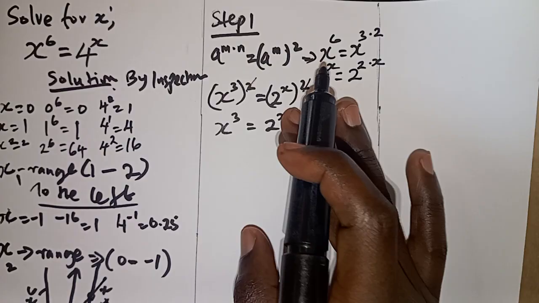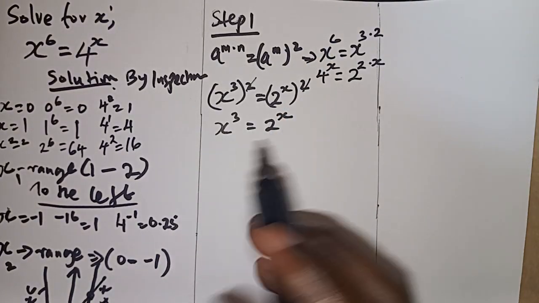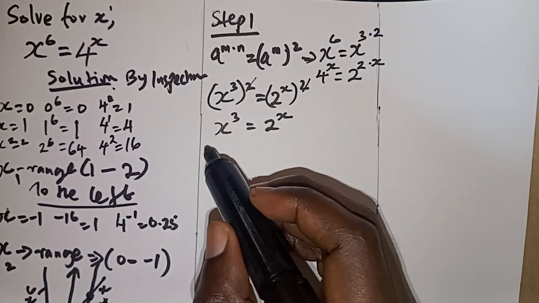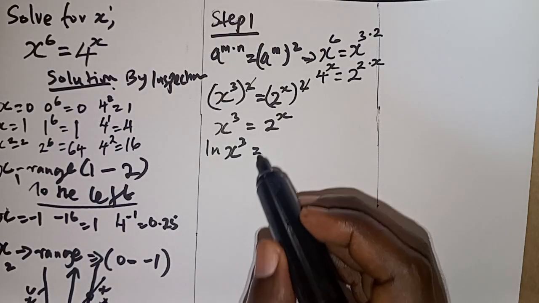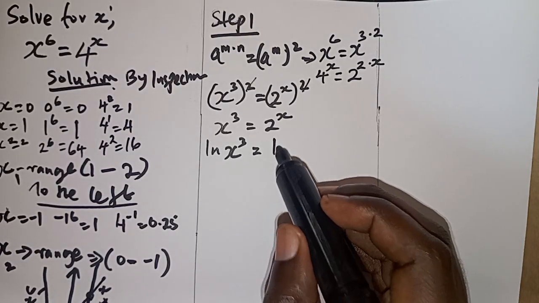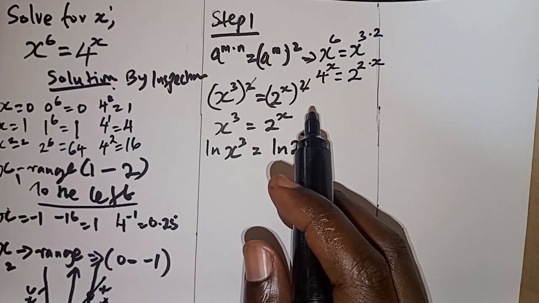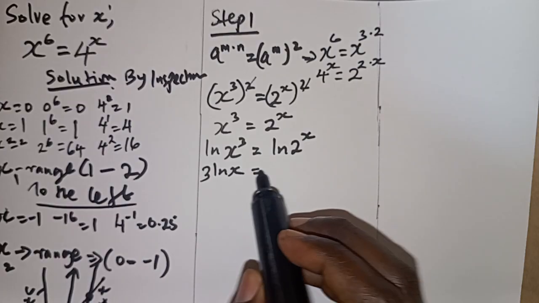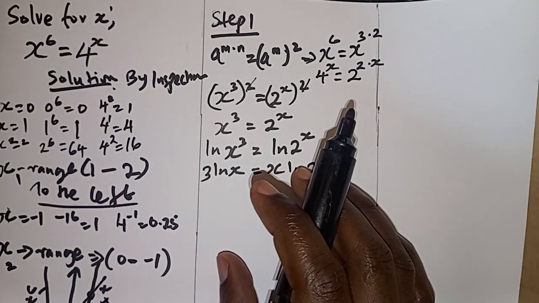Since the power is unknown on this other end, the best approach is to introduce the ln on both sides of this equation, so that I have ln of x to the power 3 equals ln of 2 to the power x. Then dropping the powers, this changes to 3 ln of x equals x ln of 2. ln is our natural log.